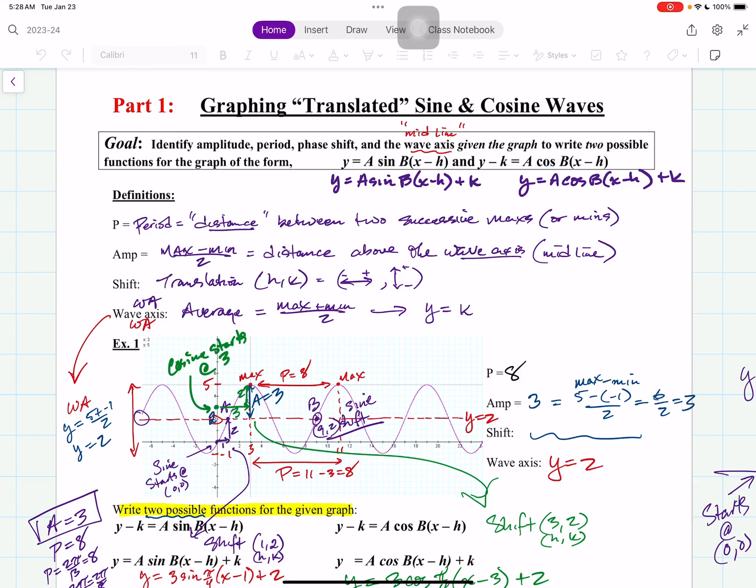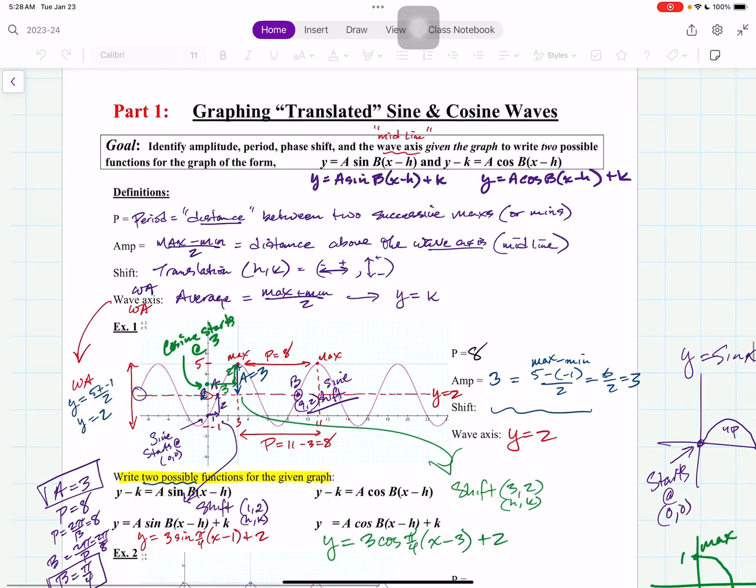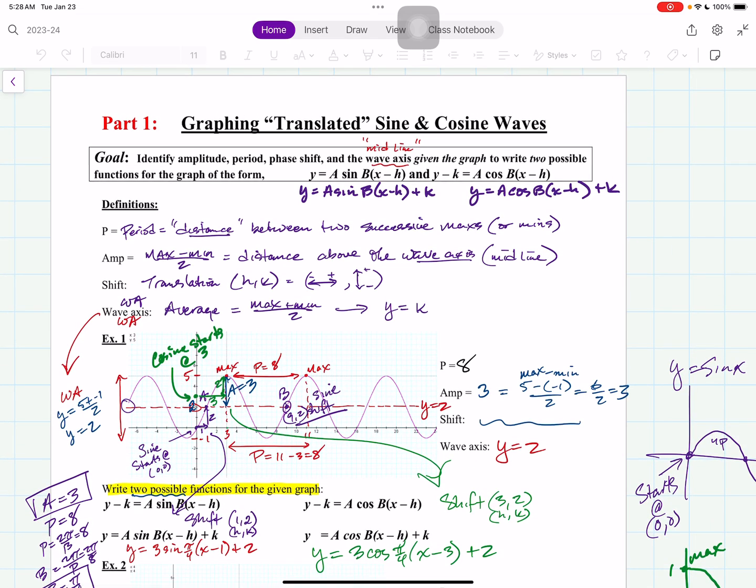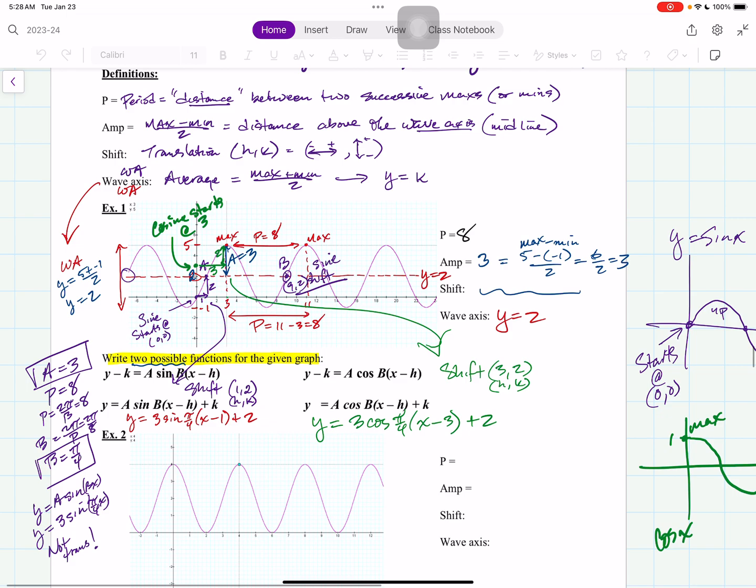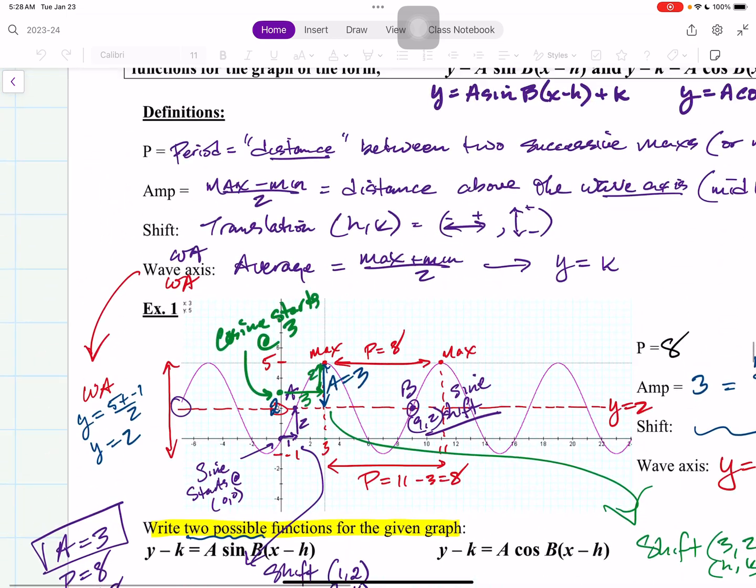Aynesworth again. We're going to get into a few more examples of how to graph translated sine and cosine waves, which is not an easy topic right in the beginning. So in my first video, I only went through example 1, as you can see right here. So let's go through a few more. And remember the definitions up top here.